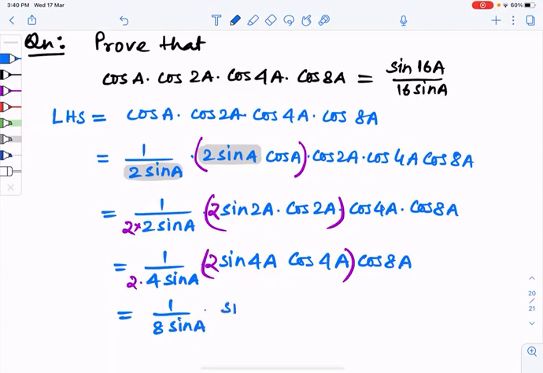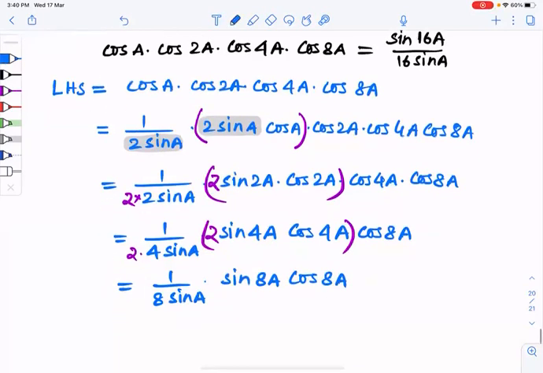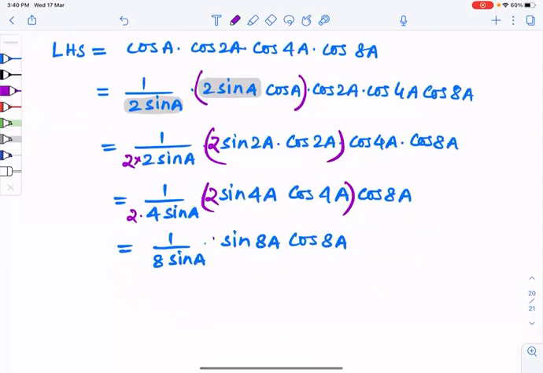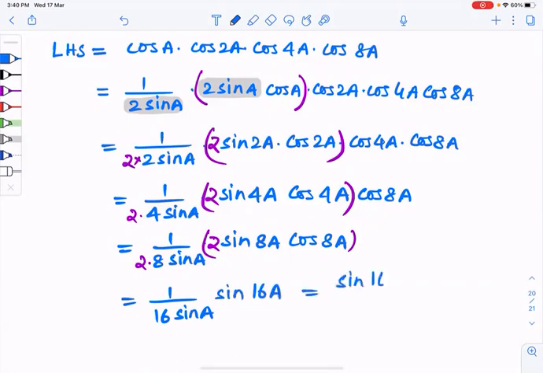into this becomes sine 8A, the angle becomes double, but we also have a cos 8A. Now we can understand what to do. Again, we have to take an extra 2 here and an extra 2 here, and this group will give the denominator 16 sine A, and the numerator is sine of the angle becoming double, so 16A, sine 16A, divided by 16 sine A. That is our right answer.